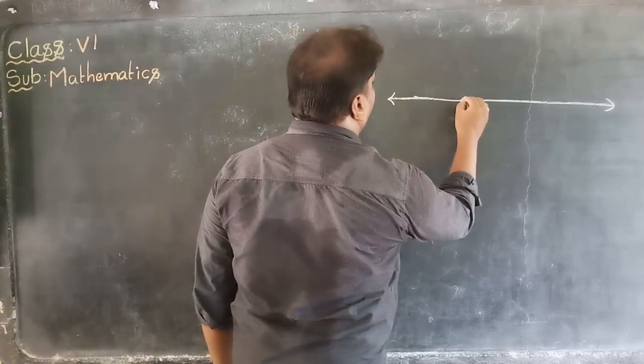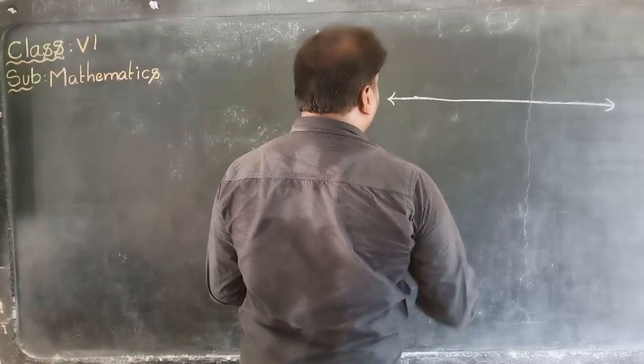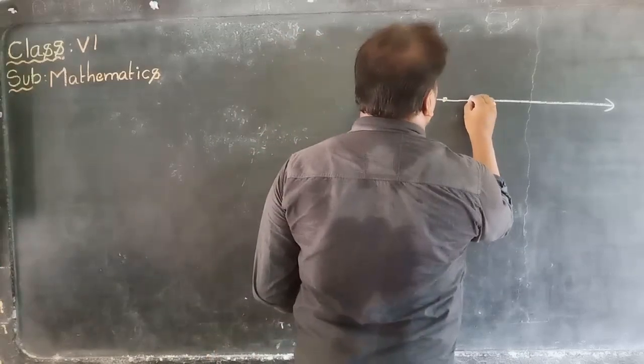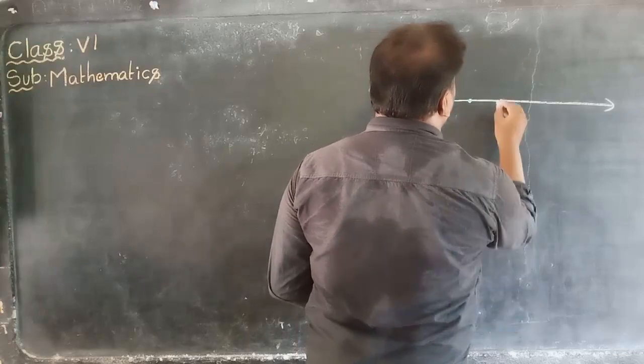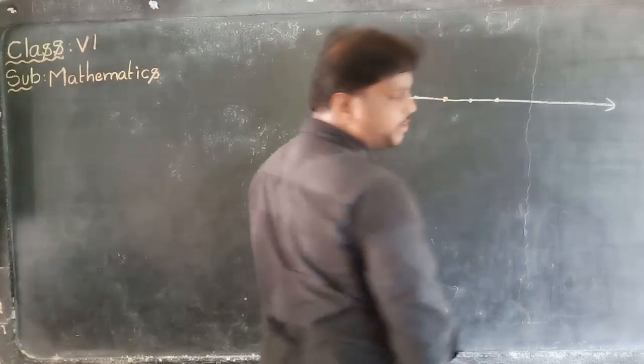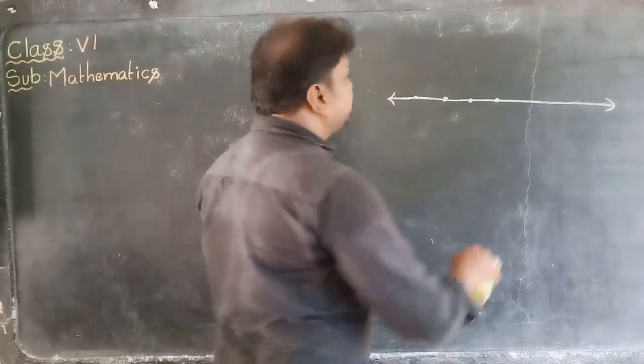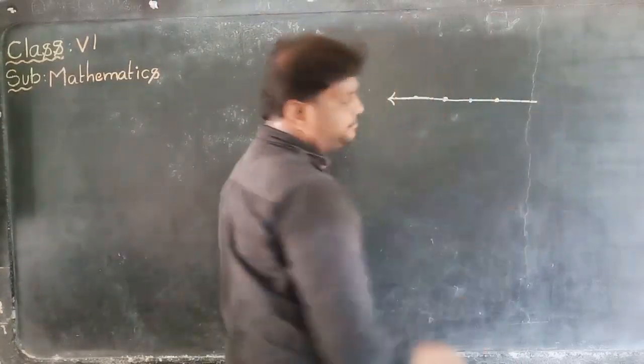First point and second point, third point and fourth point. How many points are there? 4 points only. We have 4 points.